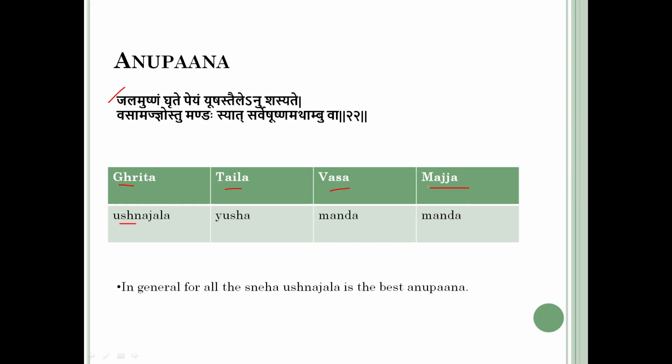Which was the Rutu in which Vasa and Majja are indicated? That is in the Vasanta, that is Vaishakha Masa. So Manda is the Anupana, same for Vasa and Majja. For Taila it is Yusha, and for Grita it is Ushnajala. You can remember it. Now in general for all the Sneha, Ushnajala is the best Anupana.